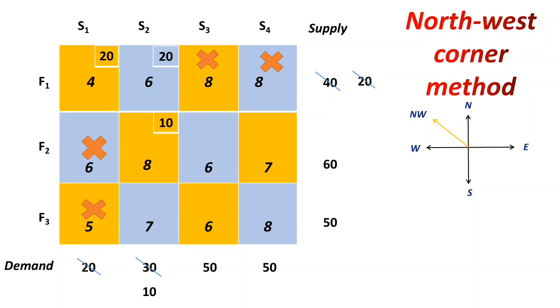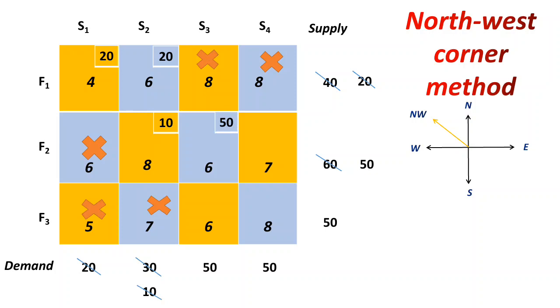Now we move towards the next northwest corner, and here it is cost value 8. So we fill the lesser value of the two, demand or supply. So here it is 10, so we fill here 10 and cut the demand value and the supply value. So the remaining that factory 2 can supply is 50 and store 2 demand is fulfilled, so we cut the cost value 7.